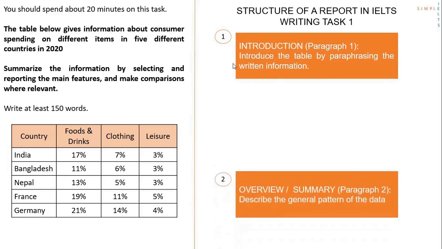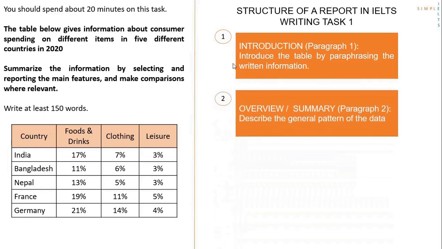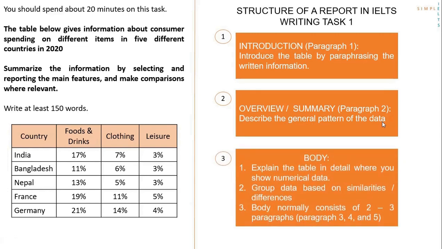Okay. And then we also have to make a summary of the data. Remember that we have to summarize the information. So in essence, we have to make a summary, and we can do that by describing the general pattern of the data. And then number 3 is body. This is where we explain the table in detail, where you show numerical data.